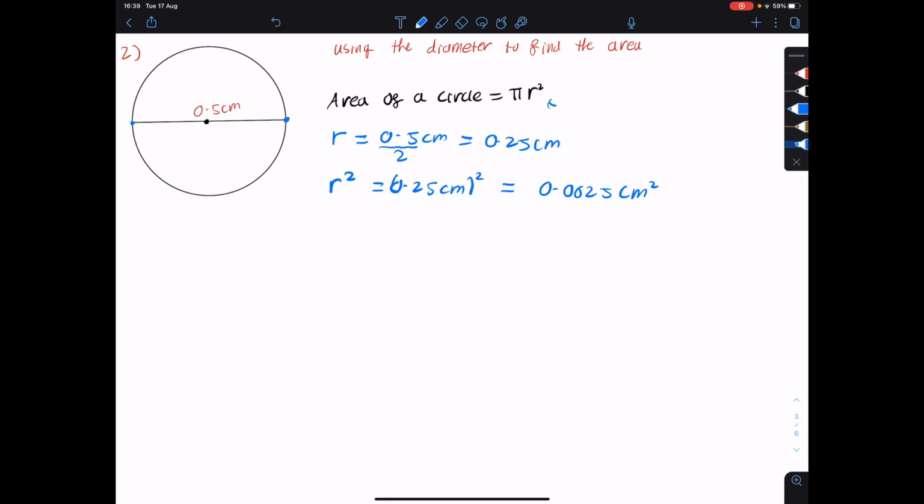Okay, so from our equation of the area of a circle, we just have A equals pi times r squared, which is 0.0625 centimetres squared, which can just be written as 0.0625 pi centimetres squared. Or if we type this into a calculator, we can get an approximation of 0.196 centimetres squared, and that's just to 3 decimal places.